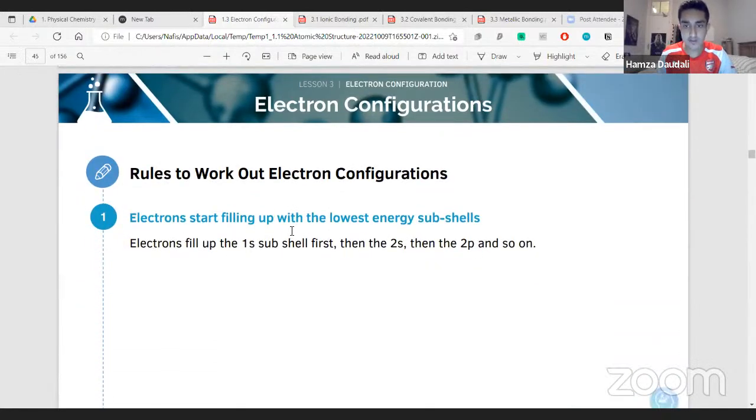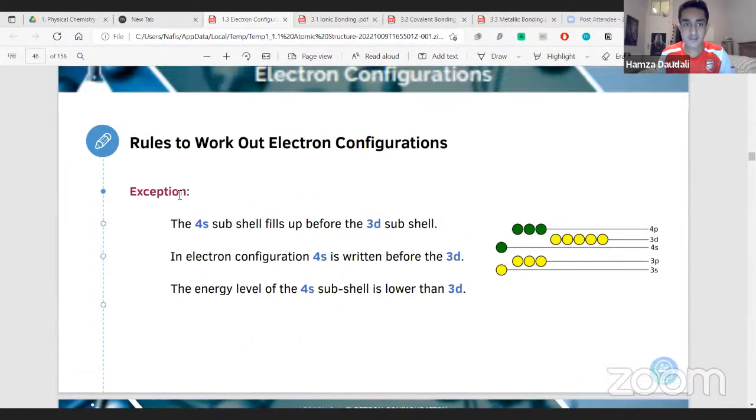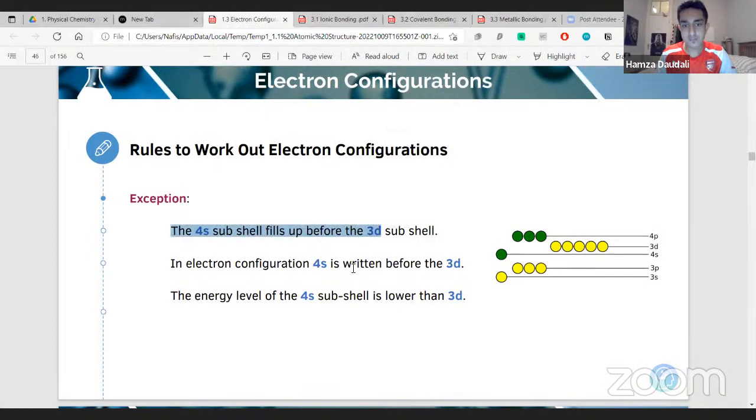And remember, they fill in order, so the 3s subshell fills before the 3d subshell, and the 4s is written before the 3d, unless both the 4s and the 3d are full. It's called Hund's law. Thank you, Vuti, for explaining that. That rule about filling up your upspin electrons first before pairing your downspin electrons is Hund's law.